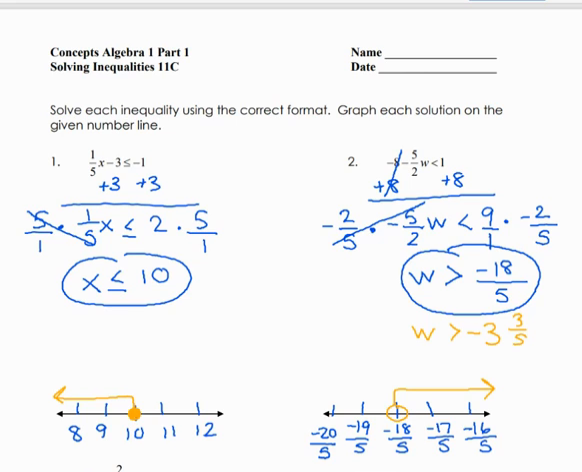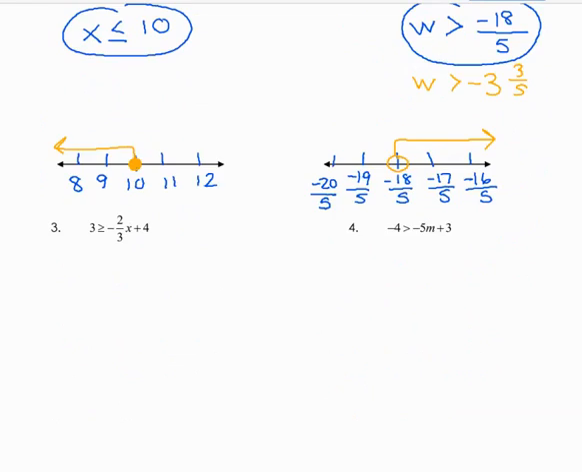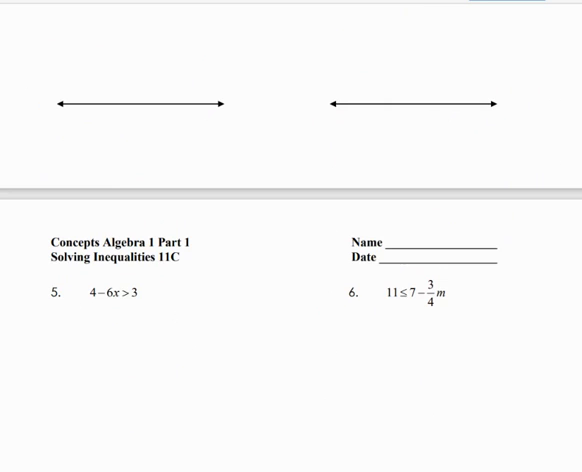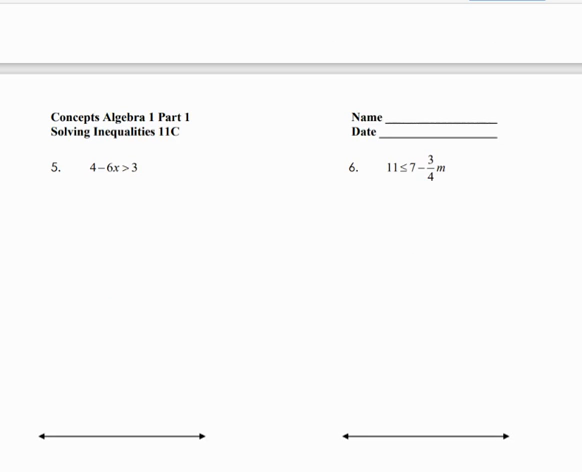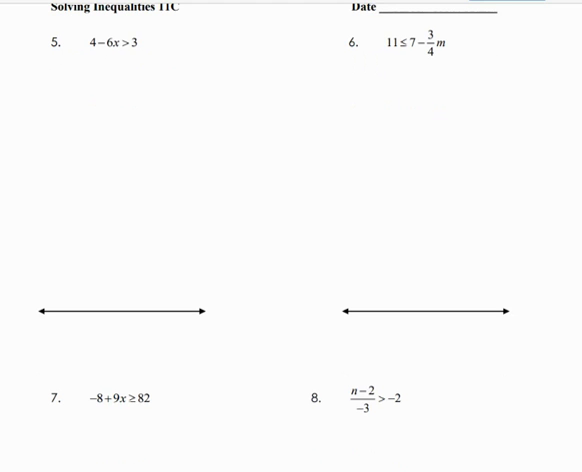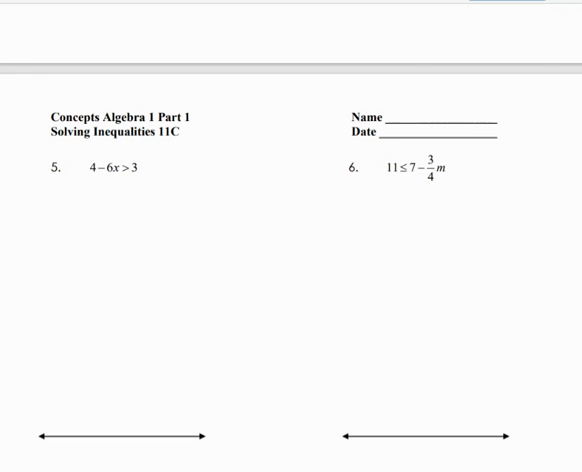All right, let's look at a couple more together and then I'll have you try some. Let me scroll down to see if there's anything else. Let's scroll to the next page and let's do 5 and 6. Sometimes this throws people off on number 5. What's going to be the first thing I move? Tell me the first thing I'm going to move.